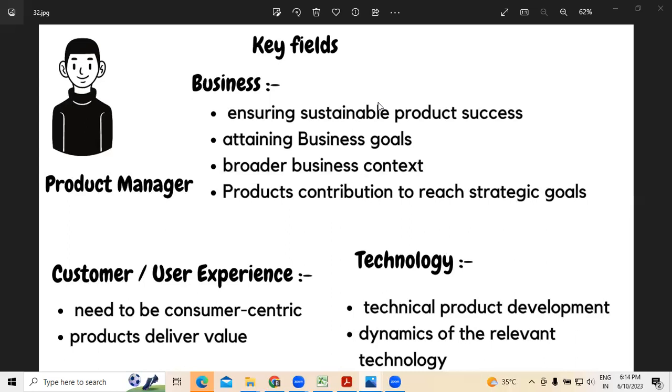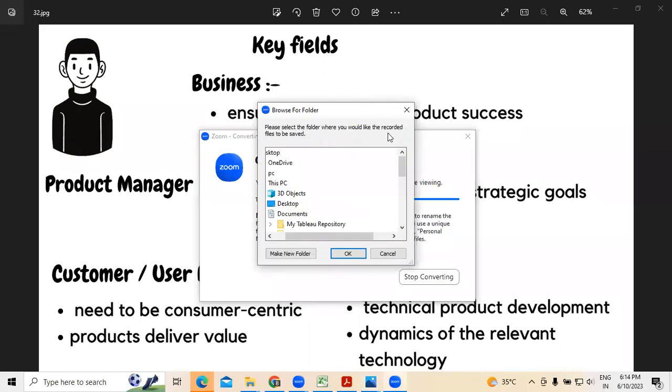Right. So these are the three key fields which, being a product manager, you must be good with. One is business area. Second is customer experience, as I have mentioned earlier. The third is technology. These three key elements you can connect with the responsibilities which were explained. So one is about the key business fields. This is the first one.